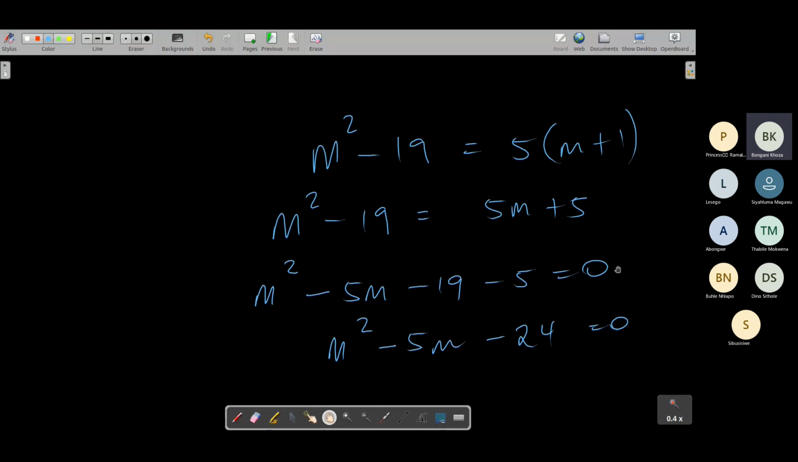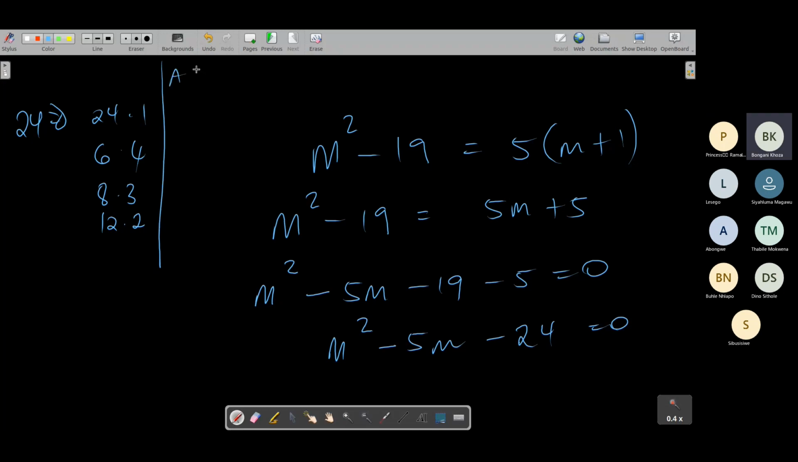So we're looking for factors of 24. So factors of 24, it's 24 and 1. It's 6 and 3. No, it's 6 and 4 actually. 6 and 4. It's 8 and 3. And I think that's 12 and 2. And I think that's about it.